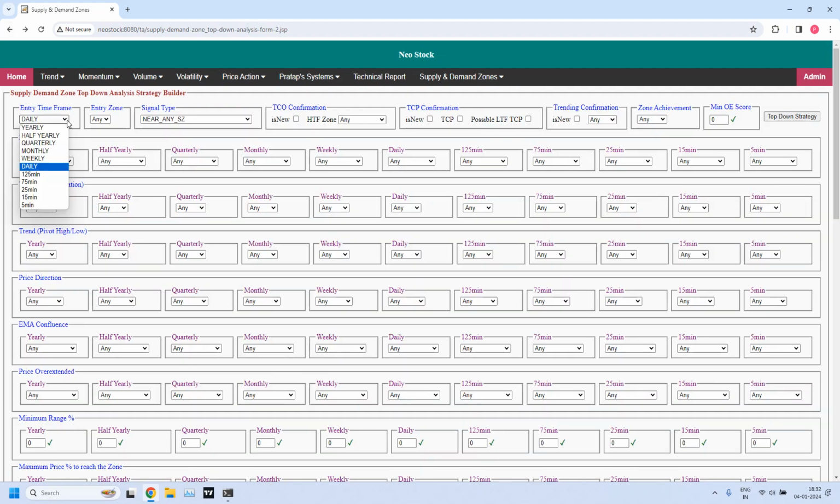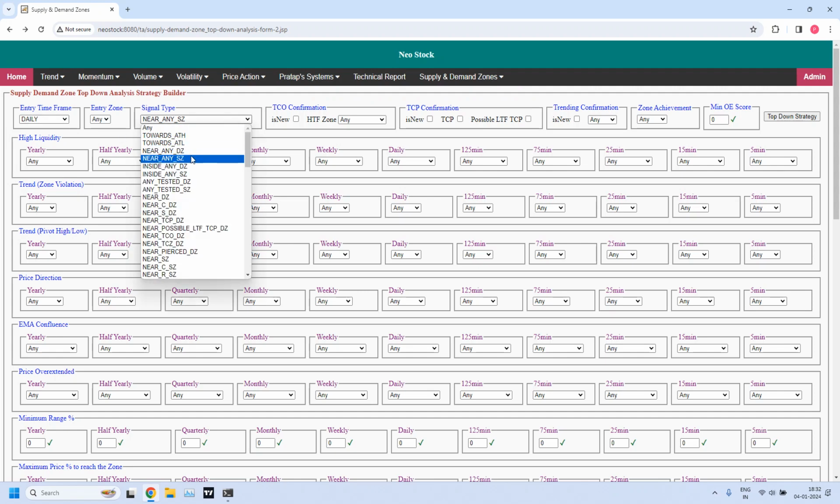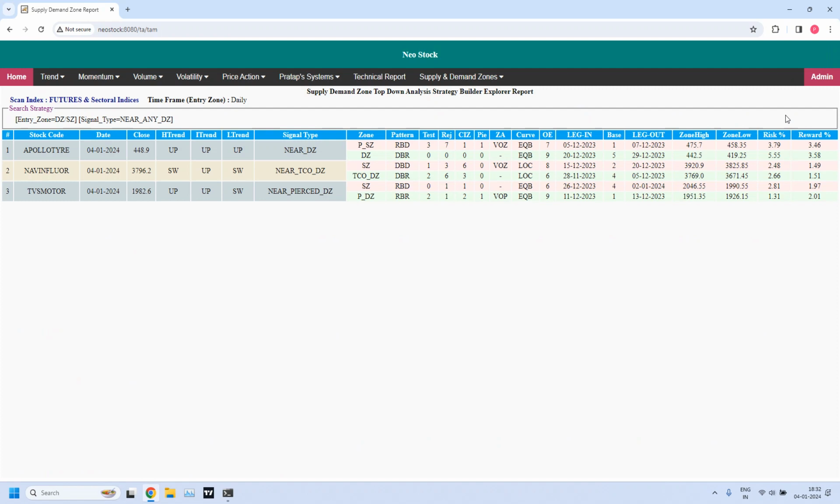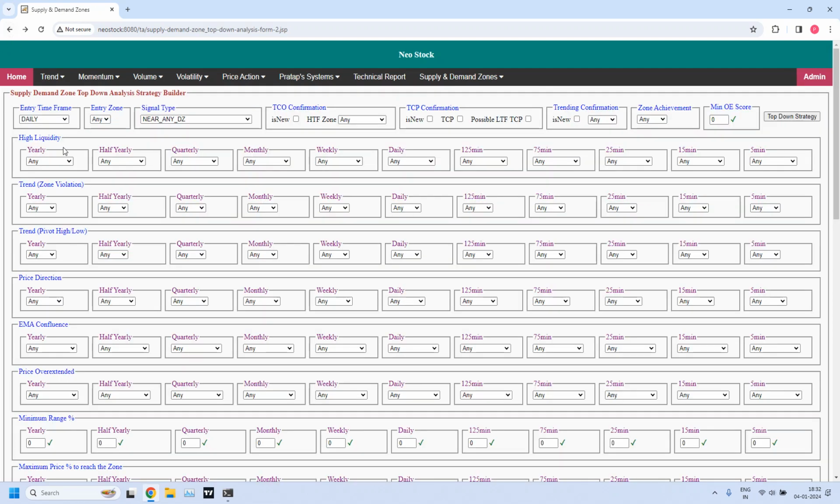Now let us change the time frame to daily. So entry time frame is daily. Let us find the stocks near daily demand zone. So 3 stocks are filtered and there are no high liquidity demand zones, daily demand zones. So we haven't identified. So let's go back.